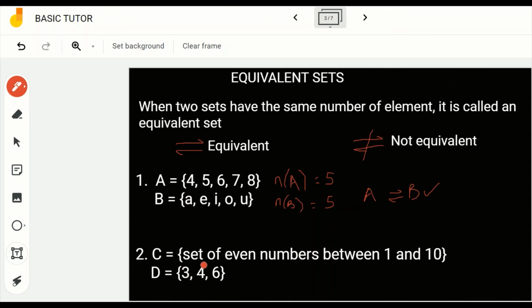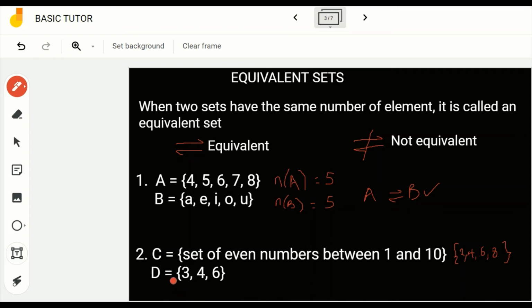All right, look at question 2. Let's check if sets C and D are equivalent. Remember again, for two sets to be equivalent, the number of elements in the sets must be the same. Now, we are told that set C is a set of even numbers between 1 and 10. Okay, let's try and write out those members. We have 2, 4, 6, and 8. So these are the even numbers between 1 and 10.